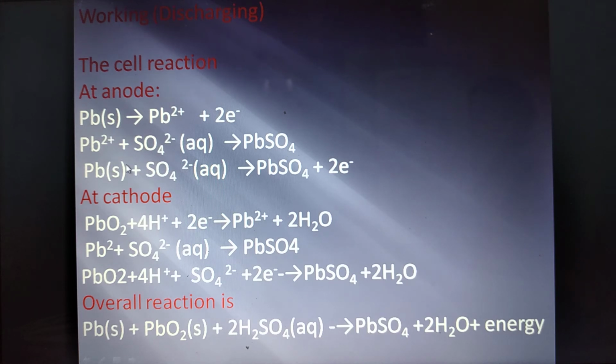Then write the overall reaction. Pb2+ is present in both reactants and products, so both are cancelled. So the remaining reactants and products are written in the overall reaction: Pb(s) plus SO4 2- gives PbSO4 plus 2 electrons.